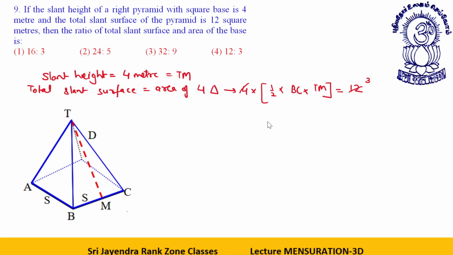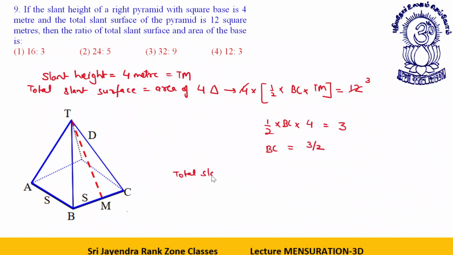So I can say half into BC into TM is equal to 3. TM is actually 4. So BC will be equal to 3 by 2.